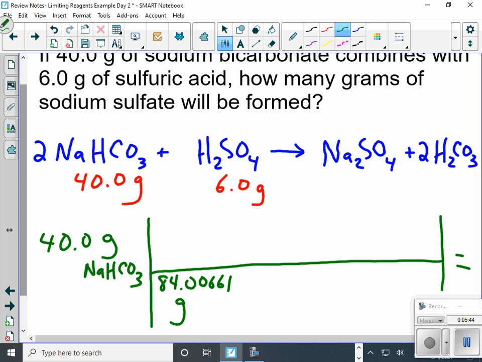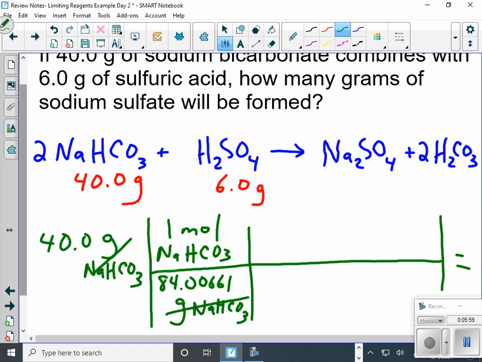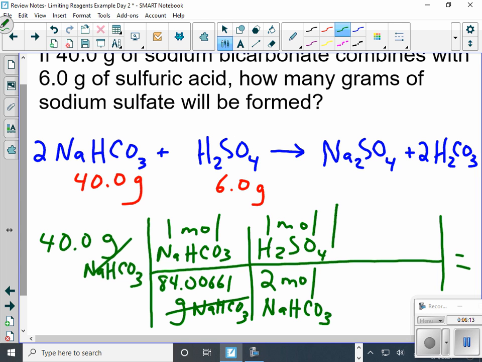84.00661 grams of sodium bicarbonate is 1 mole of sodium bicarbonate. That's the molar mass. So my grams cancel. I've converted that to moles. Now I've got to go to my balanced chemical equation. 2 moles of sodium bicarbonate react with 1 mole of sulfuric acid. So my moles cancel. I've now converted that into moles of sulfuric acid.